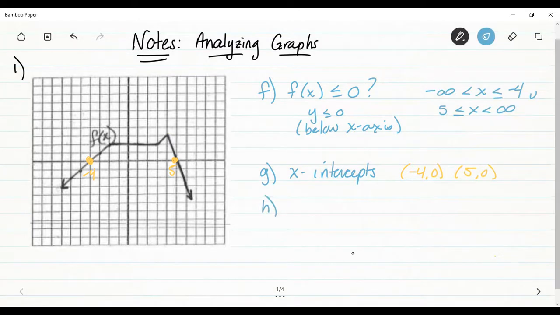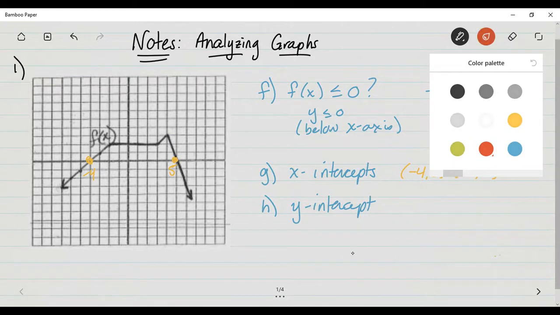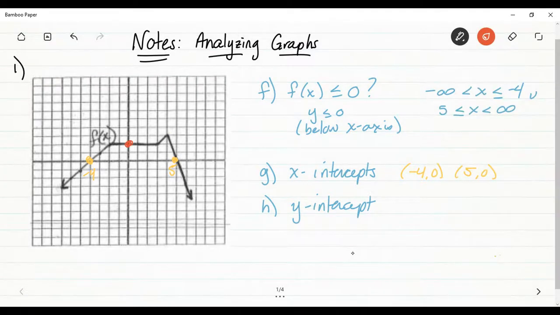Part H, our y-intercept. We have one of those. That y-intercept is right here on the y-axis, and the coordinate for our y-intercept is 0, 2.